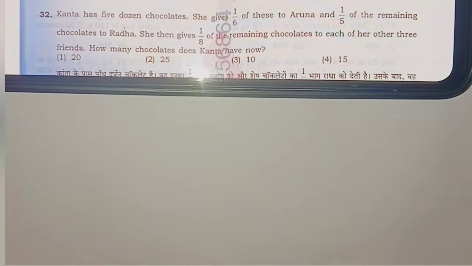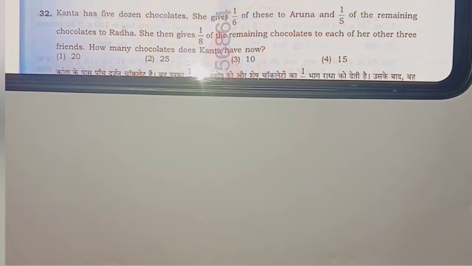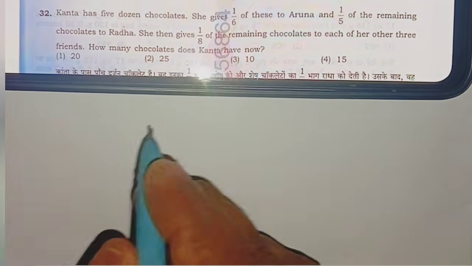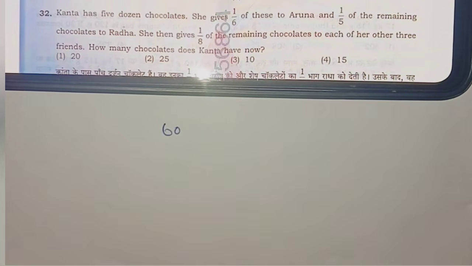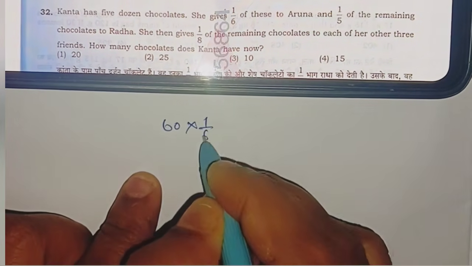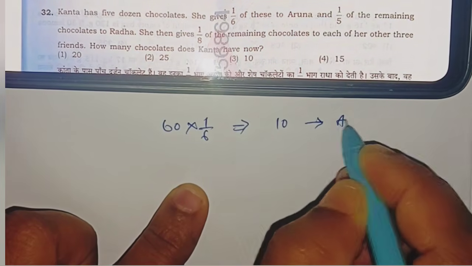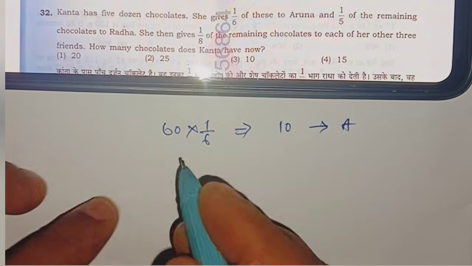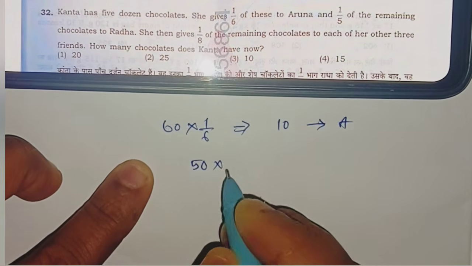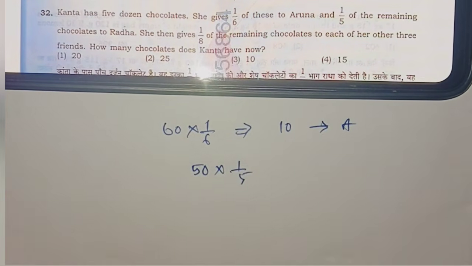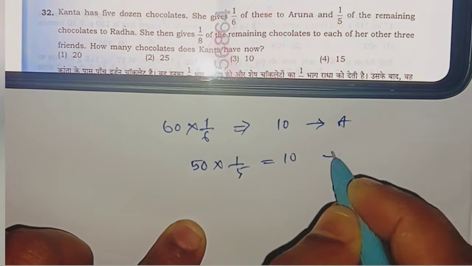Kanta has 5 dozen chocolates. She gives 1/6 of these to Aruna. First, 5 dozen means we have 60 chocolates in total. Out of these 60, she has given 1/6 to Aruna. That means 10 she gave to Aruna. And 1/5 of the remaining, meaning we have 50 only. Out of this 50, 1/5 goes to Radha, which is 10 to Radha.